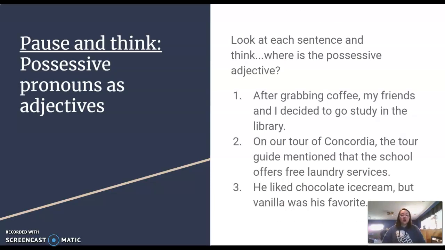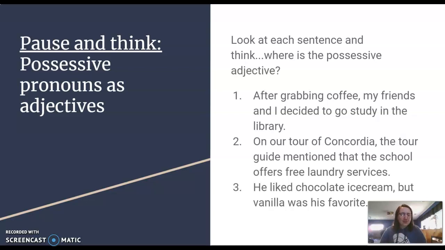So if we do a little pause and think, I would advise you to pause your video and look at each of these sentences and think, where is the possessive adjective? So what particular pronoun is functioning as an adjective at the same time and modifying a noun? So go ahead and pause, and then we'll go through it.